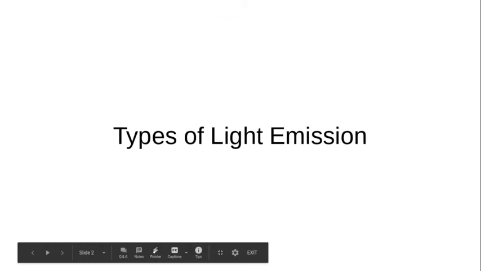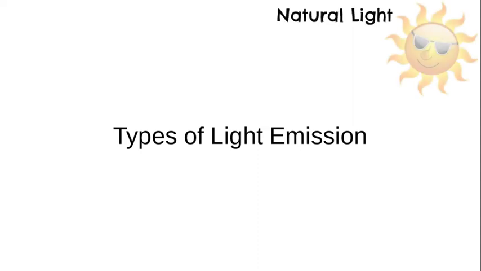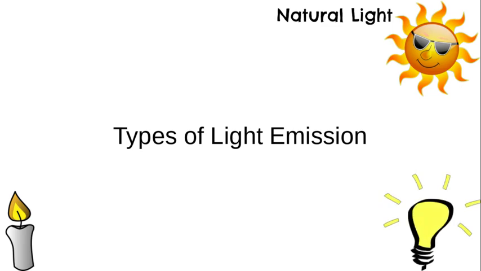Types of light emission. We'll be going through some different types of light emissions in this video. First, we can mention that there are natural light sources like the sun, and then there are artificial light sources like candles and light bulbs. Light occurs when atoms absorb energy and are considered to be in an excited state.